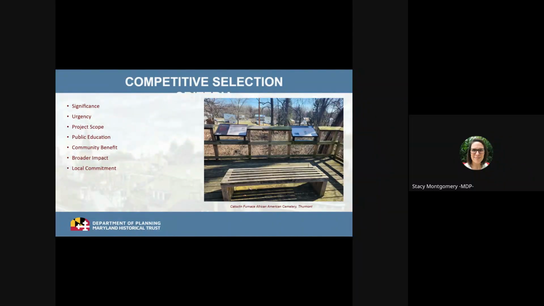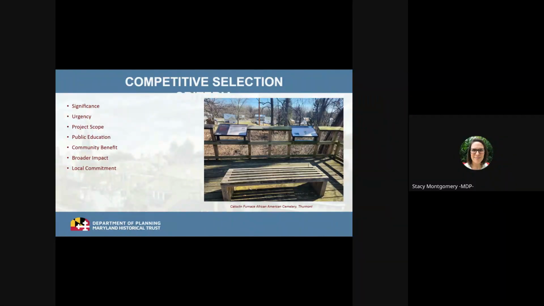For example, the acquisition of the Catoctin Furnace African American Cemetery featured here ensured that the cemetery would be protected from further loss and allowed for the expansion of an interpretive trail. Applications for properties that educate the public, like a museum or historic site, or that provide an important community amenity like a park or fraternal hall, are examples of sites that score well under the selection criteria. The ability for a grant application to demonstrate the broader impact of the project on the community, the town, city, or even the state will help a project score well and hopefully be awarded a grant.